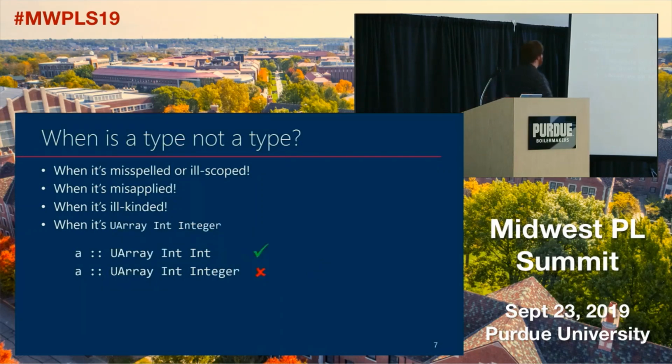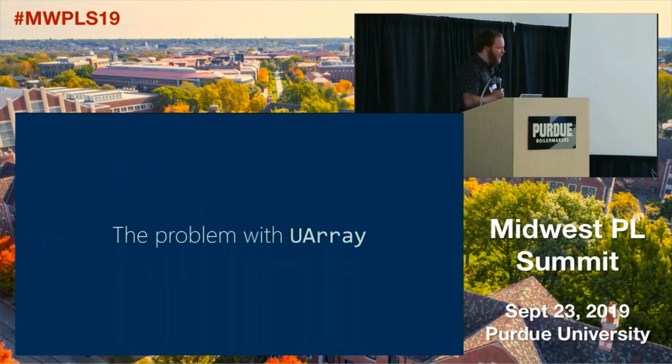In modern Haskell, you also have to make sure that it's not a uarray int integer. Uarray int is fine. Uarray int integer is not okay. Okay. Anybody have any questions on this slide? Okay. Well, to channel someone, lots of important people have asked me what's wrong with uarray int integer. So let's talk about the problem with uarray.